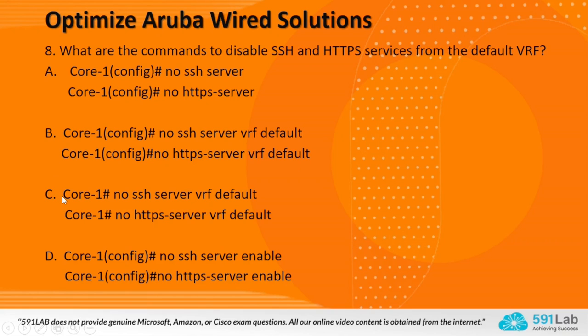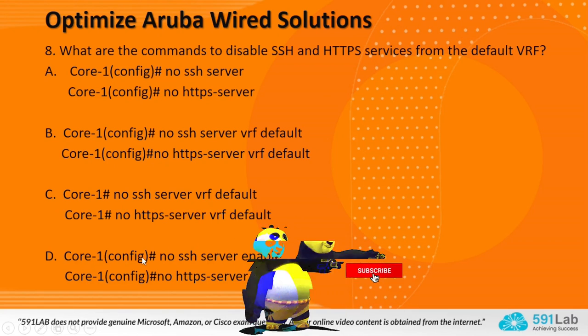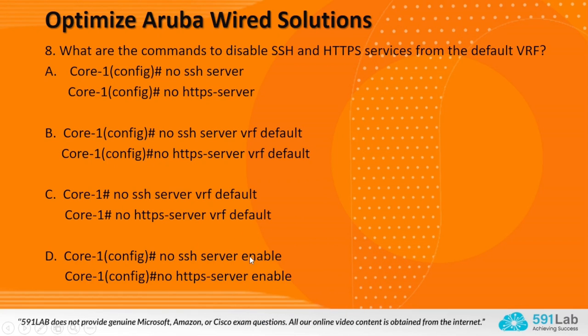So option B looks correct. Let me check the option C. In user privilege mode, you cannot configure these commands. We have to go to the configuration mode. So no SSH server VRF default, no HTTPS server VRF. So this is not possible in the privilege mode. So option C is wrong. Option D, the configuration mode, no SSH server enable. Now, there's no such command. This command syntax is wrong. So option D is wrong. So the correct answer is option B.